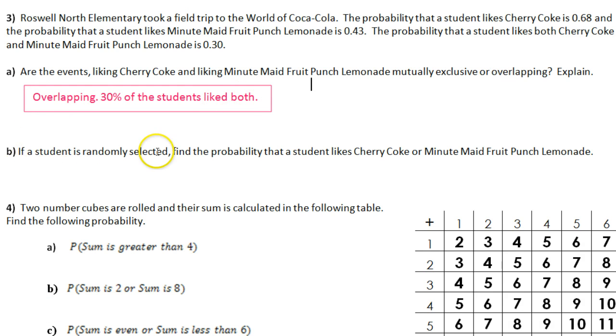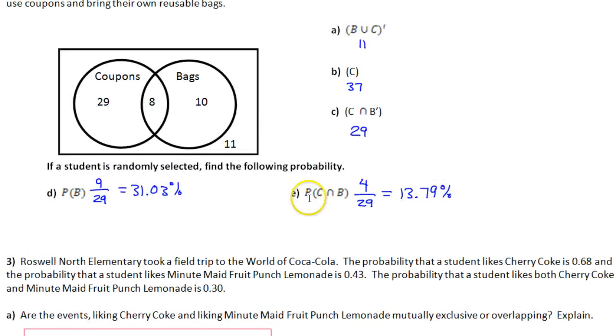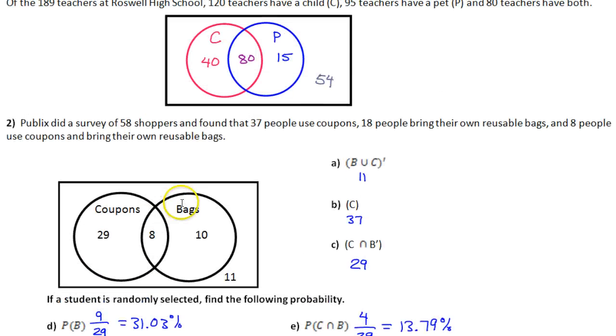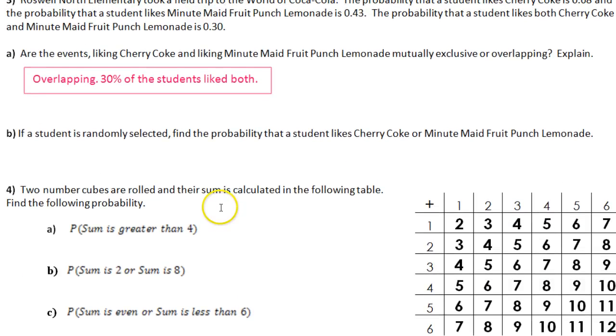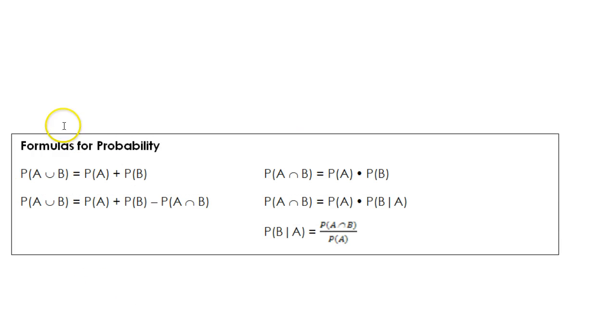Now part B: if a student is randomly selected, find the probability that a student likes Cherry Coke or Minute Maid Fruit Punch. To answer this question, you have two choices. You can either make a Venn diagram and do it just like we did up here in problem number 2, or you could use the formula. Here are some useful formulas which I actually gave at the end of this test. The one that applies is this one right here.